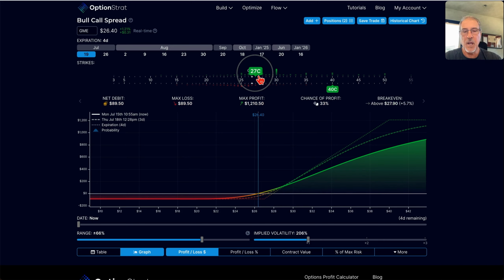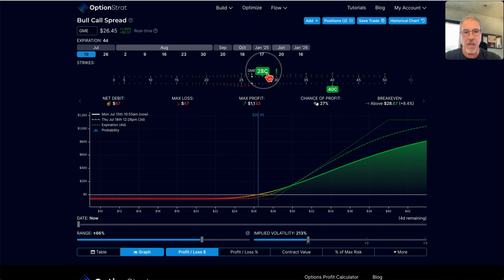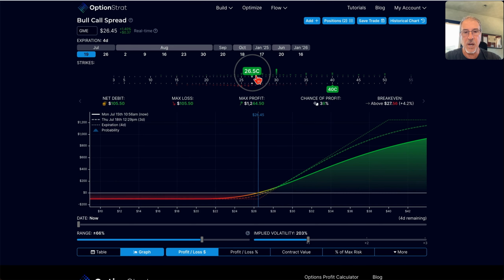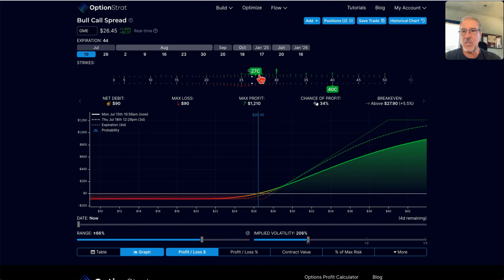So I'm going to go ahead, and if I wanted to actually reduce the cost in this a little further, I could go to the 27, and I'll do the 27.40. That gives me $89, and just for the heck of it, if I went all the way up here to 30, that brings this trade down to $46.50. But I've got a ways further to go before that becomes a profitable trade. So I kind of like that 27 range. We're currently trading at 26.45.